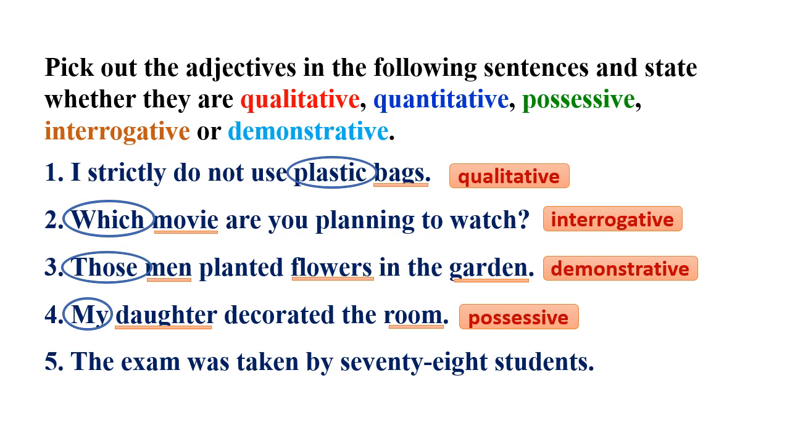The exam was taken by 78 students. The noun in the sentence is students. How many students? 78 students. So the adjective 78 gives information about the quantity. It helps us understand how many students attended or took the exam. So the adjective in this sentence is 78. It is a quantitative adjective.